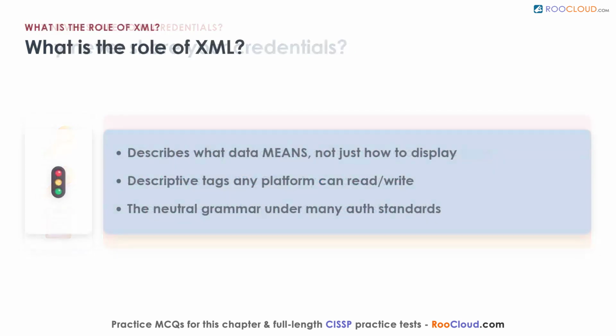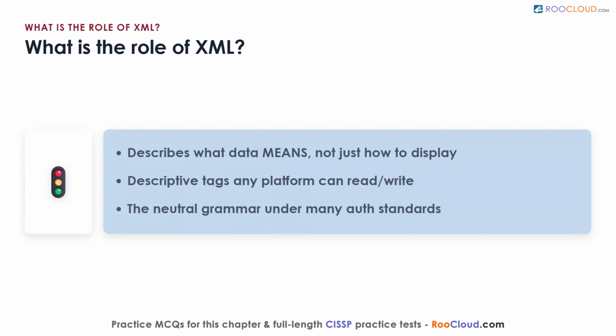Most of these standards speak a shared language first. What is the role of XML here? Extensible markup language does more than format data for display. It describes what the data actually means, wrapping each value in a descriptive tag.